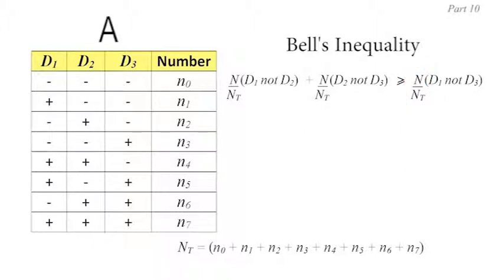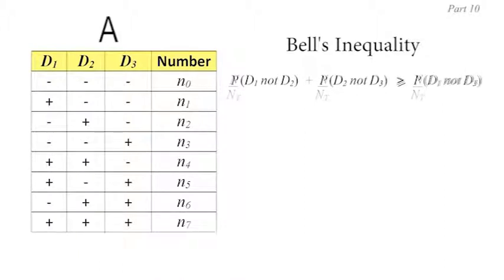This means that Bell's inequality can be written in probability form like this, where capital P stands for the probability. This says the probability that an A electron will get information for a positive D1 but not a positive D2, plus the probability that an A electron will get information for a positive D2 but not a positive D3, must be greater than or equal to the probability that an A electron will get information for a positive D1 but not a positive D3.